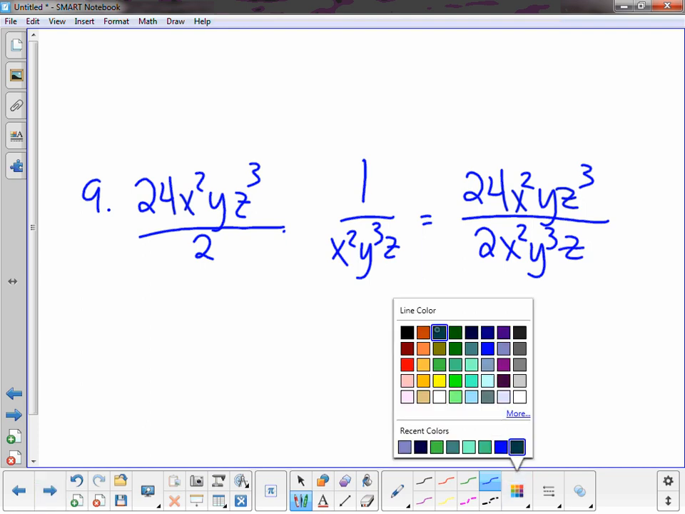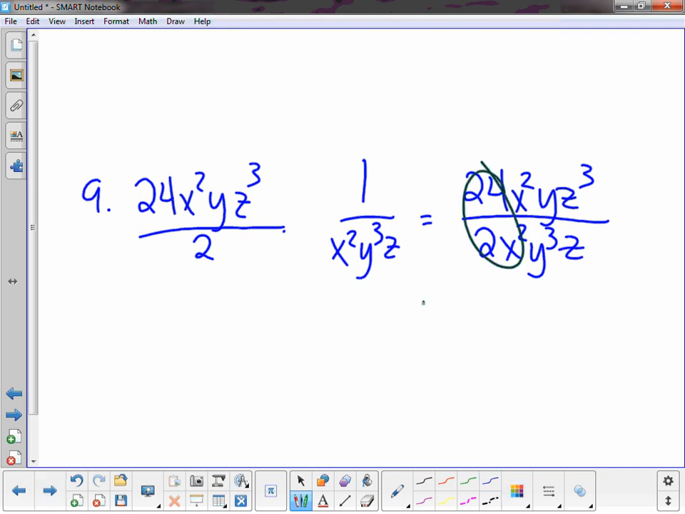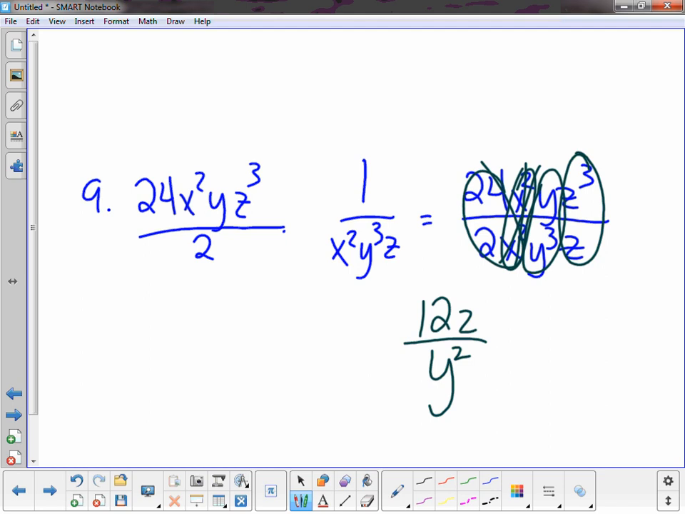Now we want to go and reduce. So we're going to reduce 24 divided by 2, and that's going to give you 12. X squared over x squared is actually just going to cancel out to 1. Here we have y over y cubed, y to the first divided by y cubed. That's going to give us y squared. But that y squared has to be on the bottom because that's where the bigger amount of y's are. Z cubed divided by z is going to give us z squared on top.